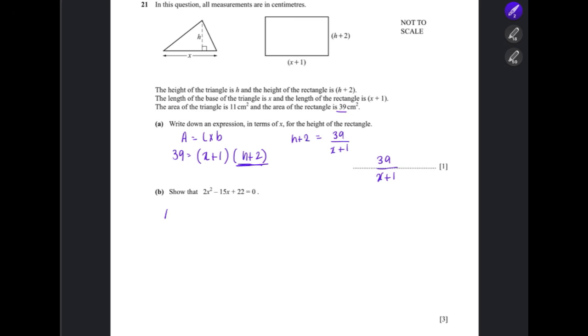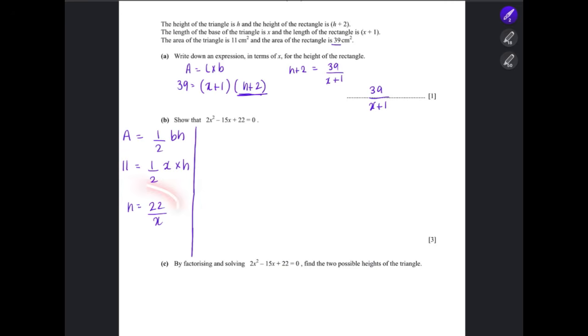Okay, so we know area, what's the area of the triangle? Area equals half bh. So the area 11 equals half times x times h. So this is 22 equals xh. So we can say h equals 22 divided by x. So h equals 22 over x. Now we can replace this h with 22 by x. So this is going to be 22 by x plus 2 equals 39 over x plus 1.